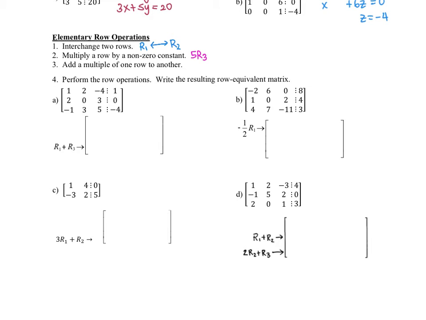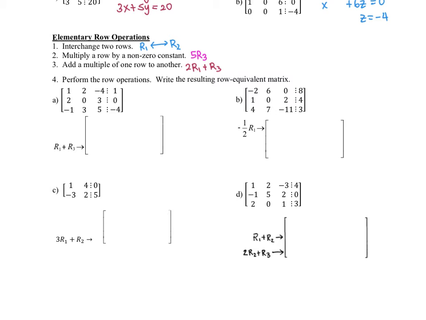We can also add a multiple of one row to another. So I might want to do 2 times R1 plus R3. That's another thing that's allowed in elementary row operations. Okay, so for this last example, we're going to perform the row operations, and then we're going to write the resulting row equivalent matrix.